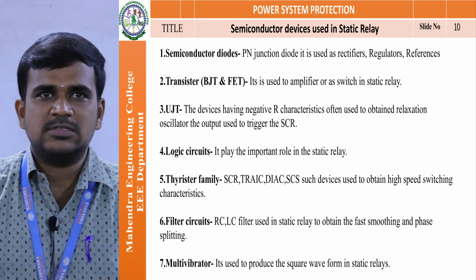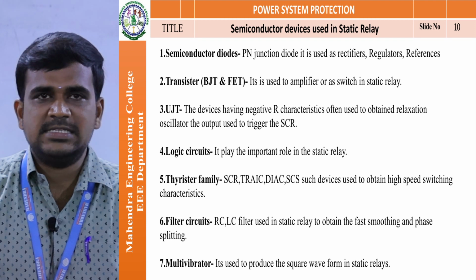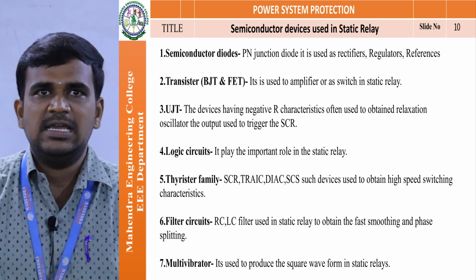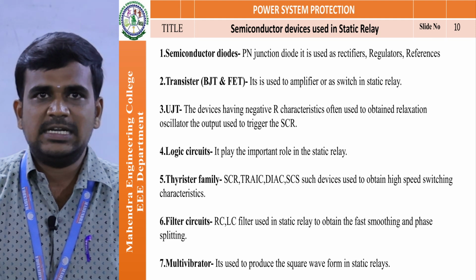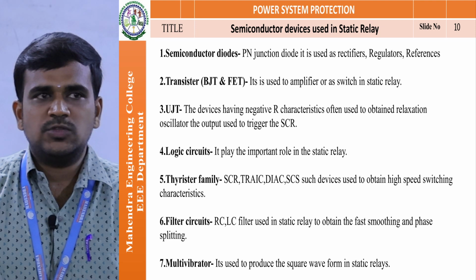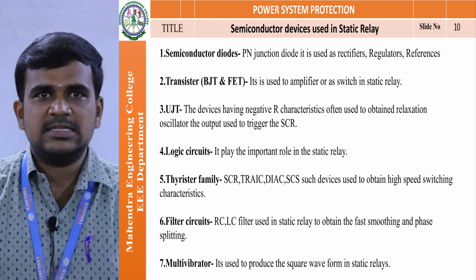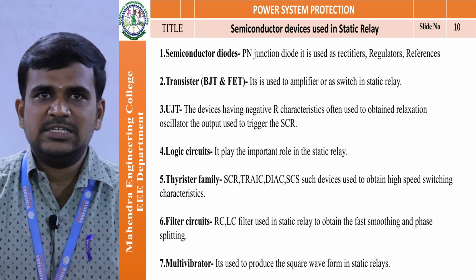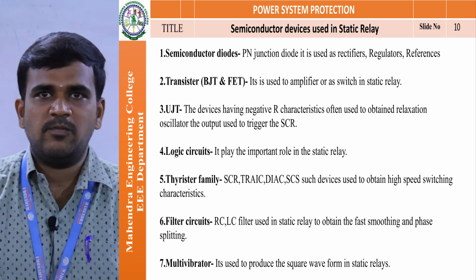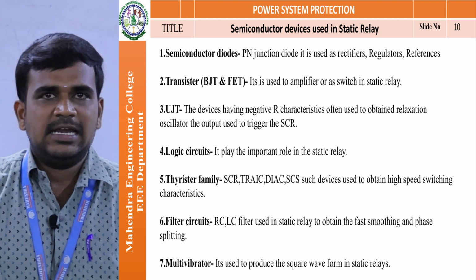Then filter circuits are made by RC, LC and pi filters. RC is nothing but resistor and capacitor. LC is nothing but inductor and capacitor. They are used to obtain fast smoothing and phase splitting. The last electronic device is the multivibrator. It is used to produce the square waveform in the static relay.